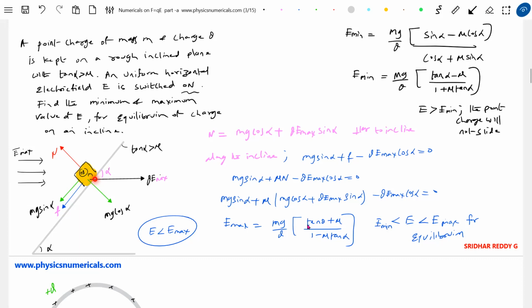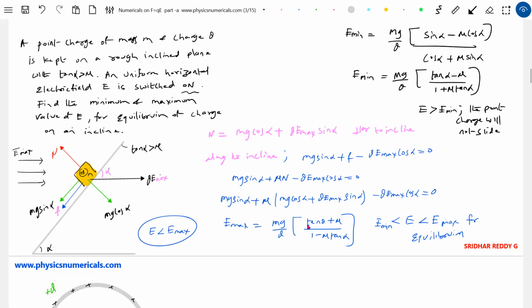Please do think. I want students to think. There is one value of electrostatic field at which friction acting will be 0. In that case, what should be the value? qE naught should be equal to mg sin alpha. I'm just sharing the idea. There is one specific value of electrostatic field called E naught, at which the friction between the point charge and the rough inclined plane will be 0.